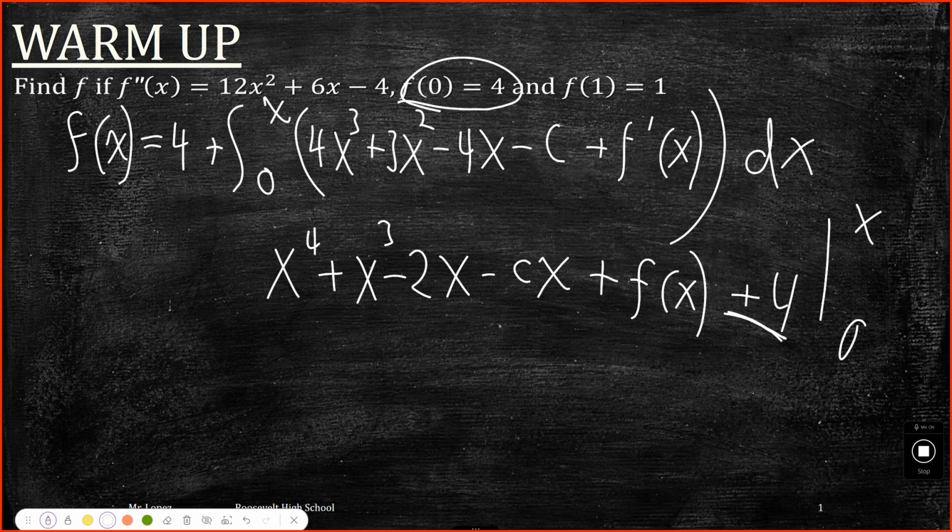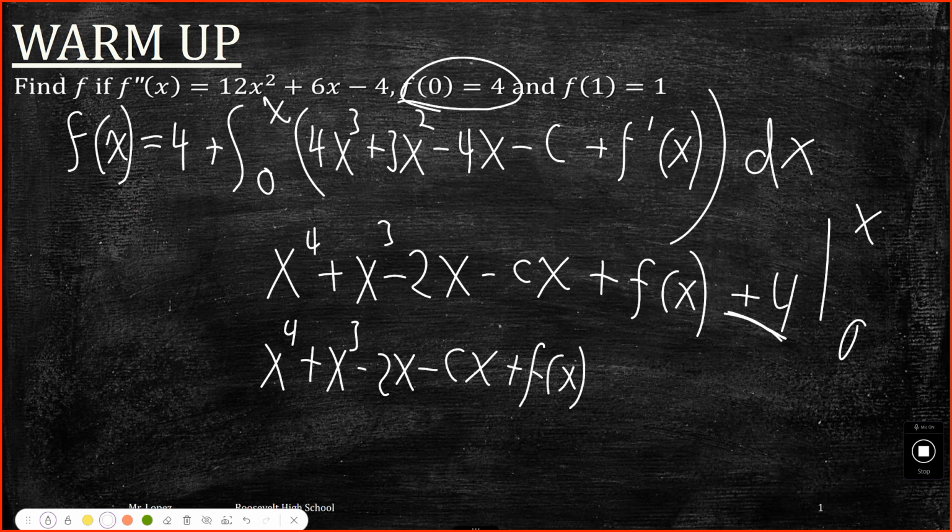So hold on a second. You plug in x, we get x to the 4th, x to the 3rd, minus 2x, minus 6x, and then minus f of 0, f of 0 is 4 minus 8. If we do it this way, all right, let's see. No, because I did minus, yeah, is equal to f of x.